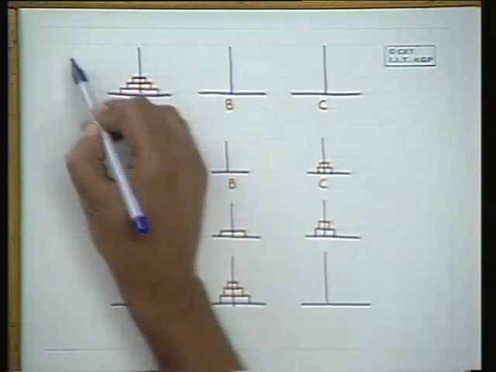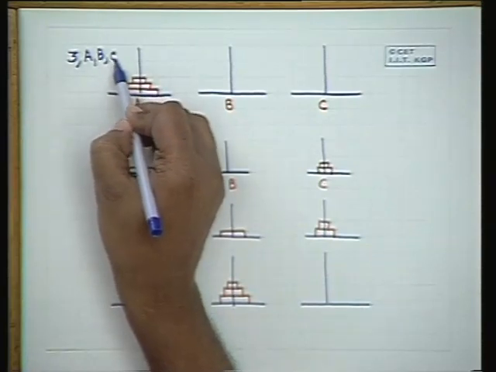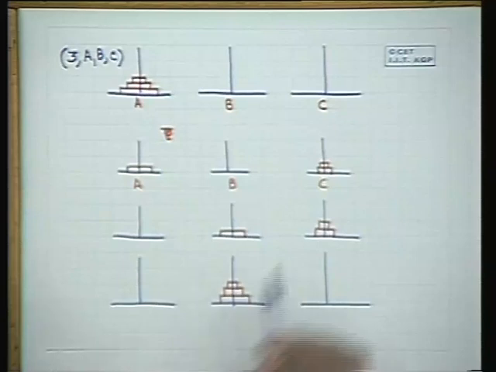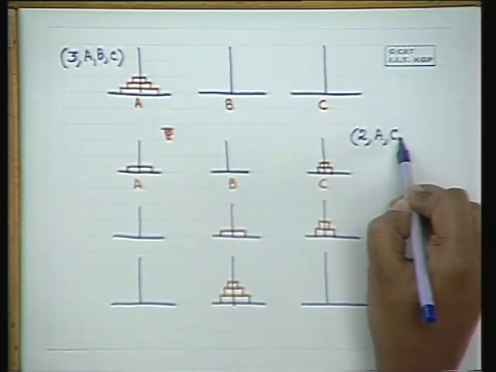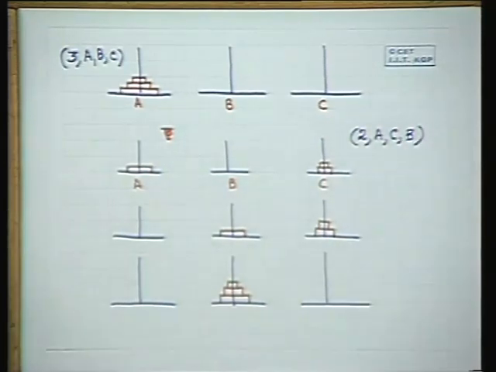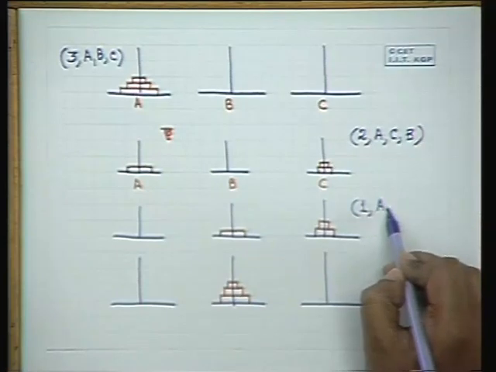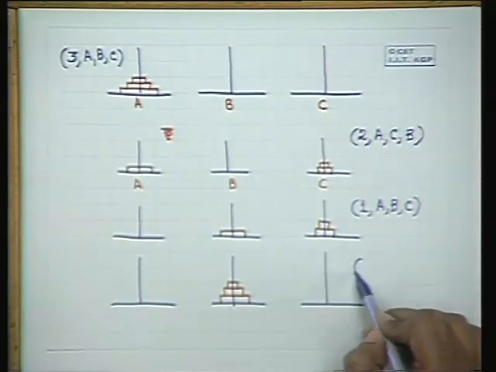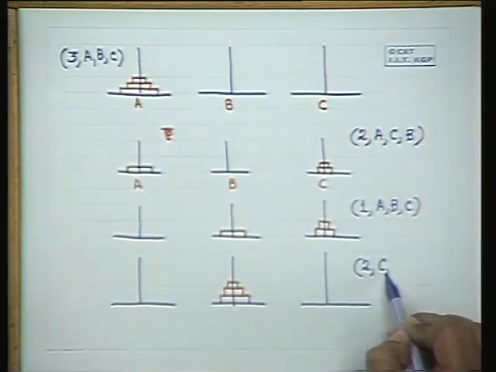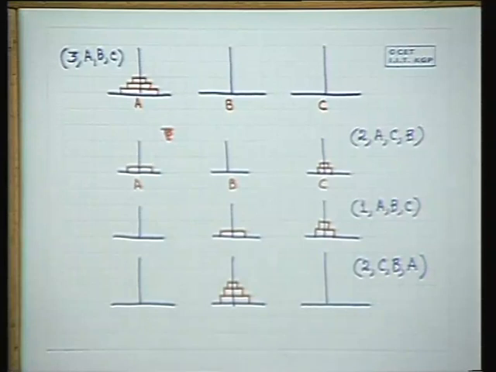So to solve the problem of Tower of Hanoi with 3 disks from A to B using C, we solve the problem of 2 disks from A to C using B. We solve the problem of 1 disk from A to B using C, and we solve the problem of 2 disks from C to B using A. Is that understood?